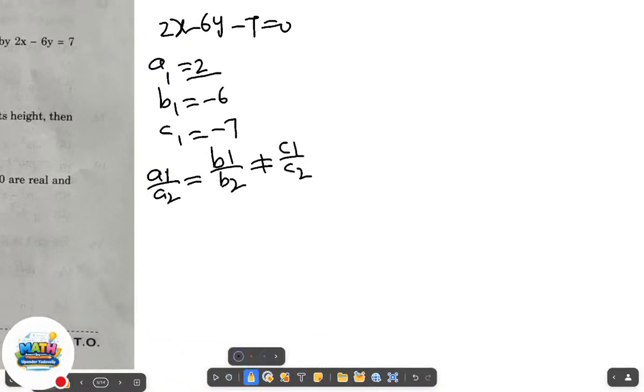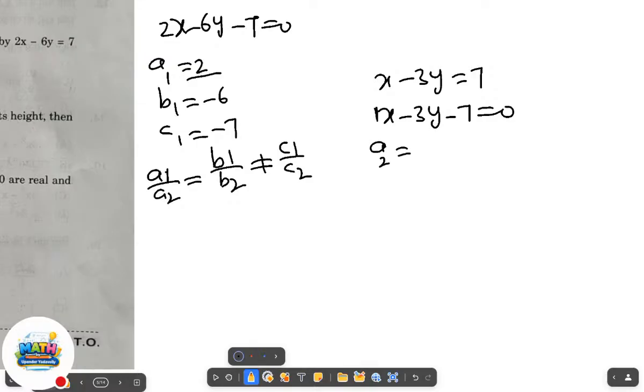So the third option is x minus 3y equals 7. So bring 7 to the left side: x minus 3y minus 7 equals 0. Here a2, the coefficient of x, is 1, so b2 will be equal to minus 3 and c2 is equal to minus 7.